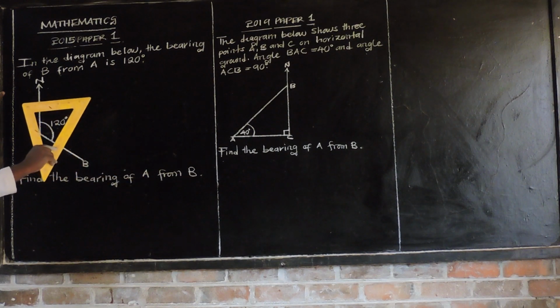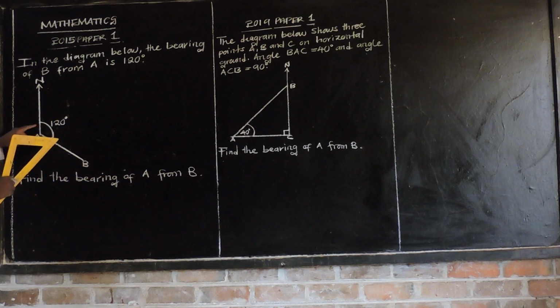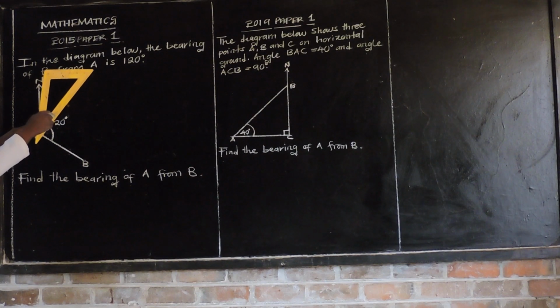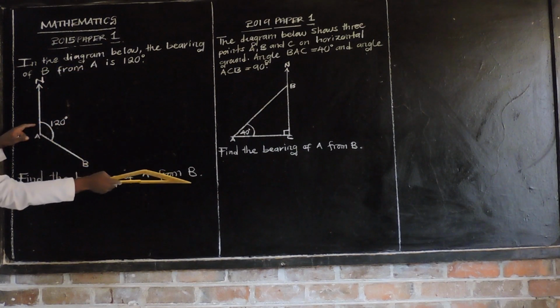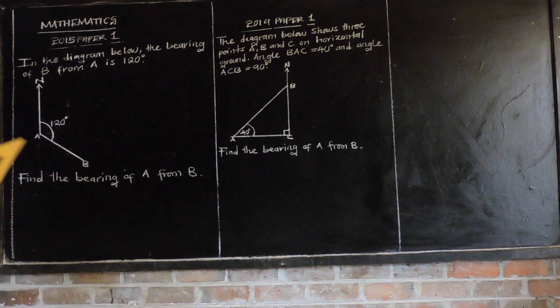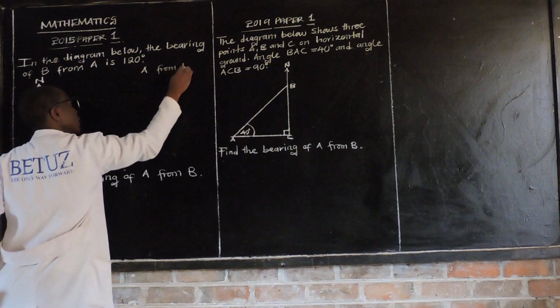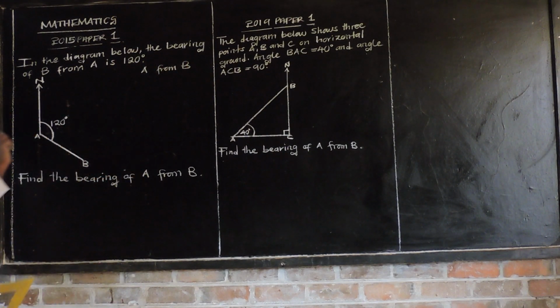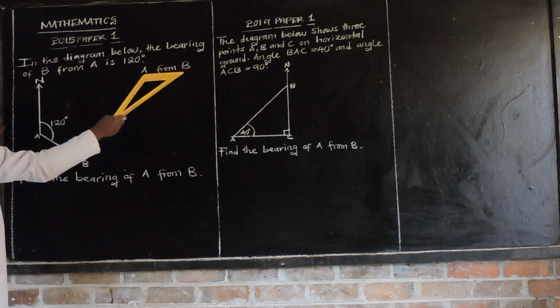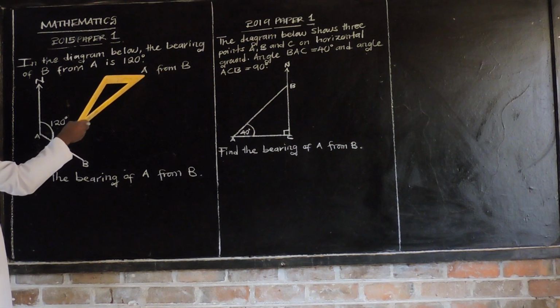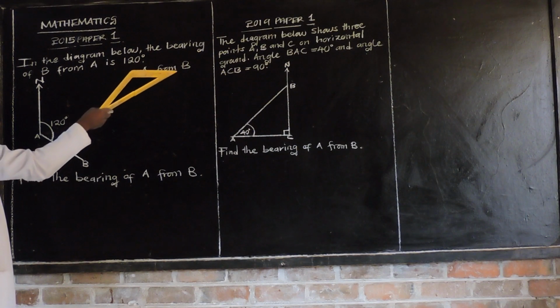So the opposite now. What you have been given is the bearing of B from A. Now we're being told to find the bearing of A from B. Remember I said on bearings, the first thing you need to do is identify the point where you are starting your turning from. So in this case, when they say A from B, it simply means we are starting from the north of point B going to point A. A from B, from, that is where you are coming from.